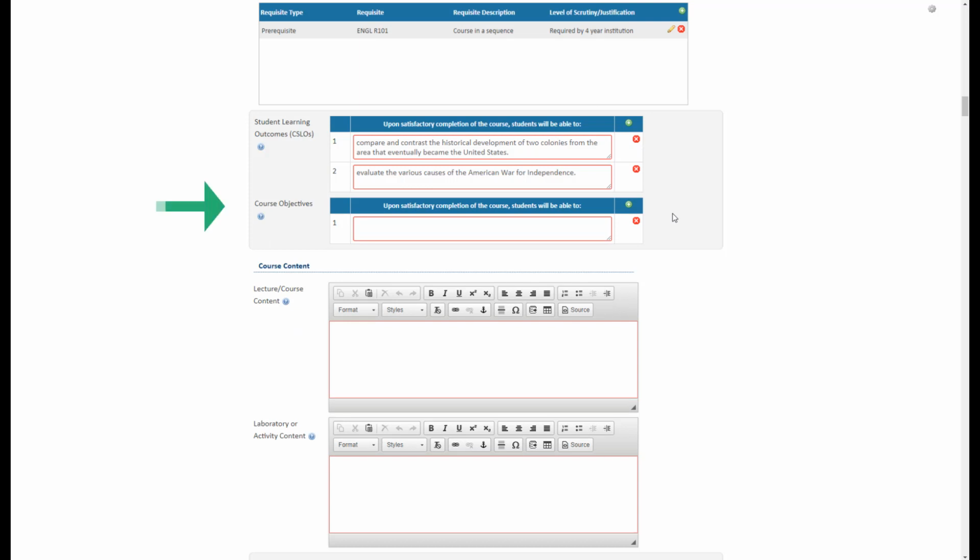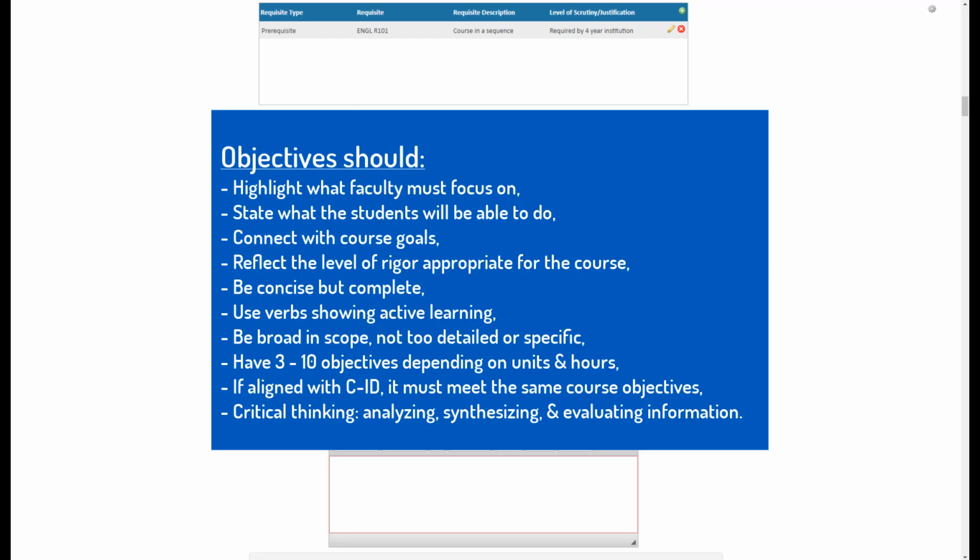Next, we have course objectives. Objectives articulate the knowledge and skills a student should acquire by the end of the course, the intended result of instruction. These key elements must be taught every time a course is delivered. Objectives should highlight what any faculty member teaching the course must focus on, be stated in terms of what the student will be able to do, connect to achievement of the course goals, reflect the level of rigor appropriate for the course, be concise but complete, use verbs showing active learning, be broad in scope, not too detailed or specific, grouping individual items into sets which share commonalities.